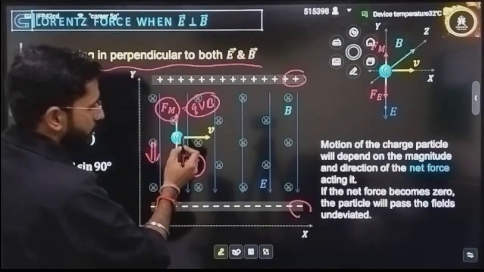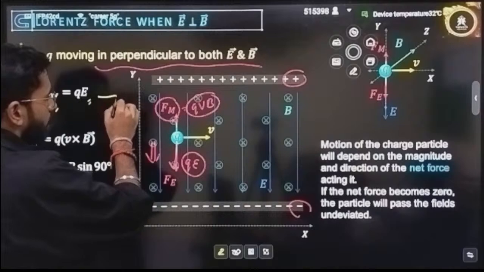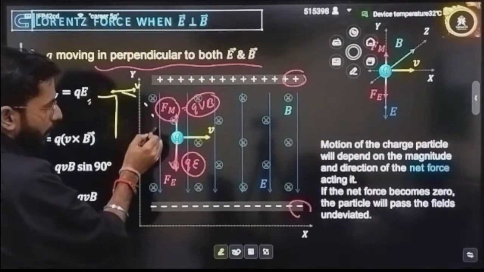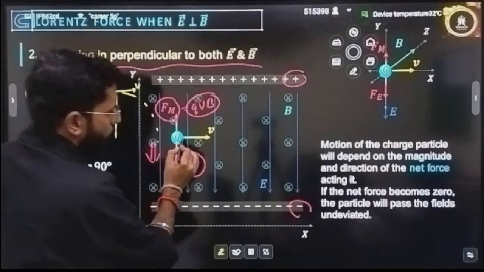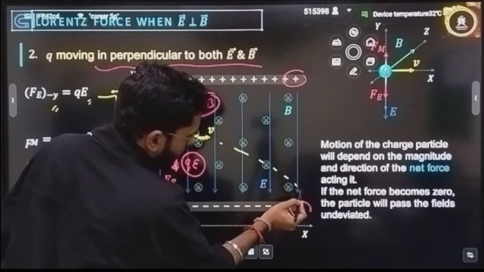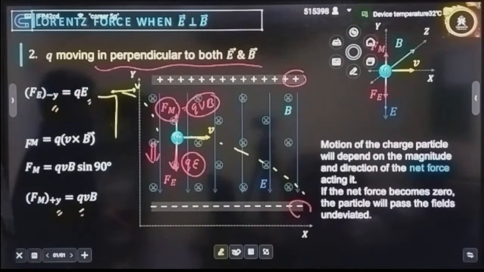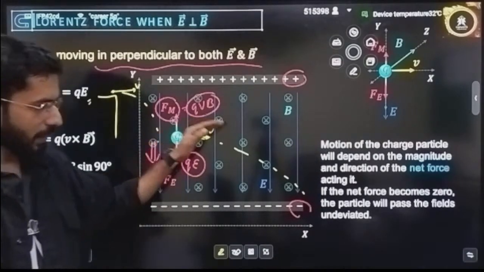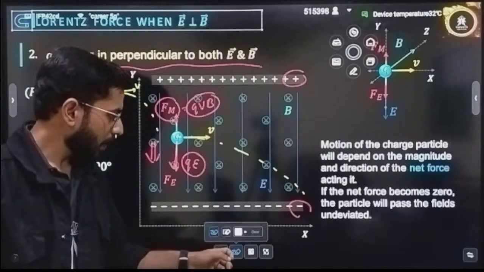That means, what kind of trajectory is it going to follow? Remember the projectile case? When you throw a particle from a height, what kind of motion does it follow? It follows this kind of parabolic path. Correct? When the electrostatic force is greater, it will be responsible for taking this charge in the downward direction.